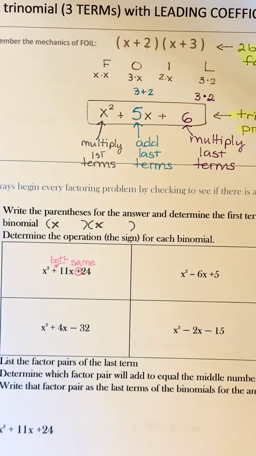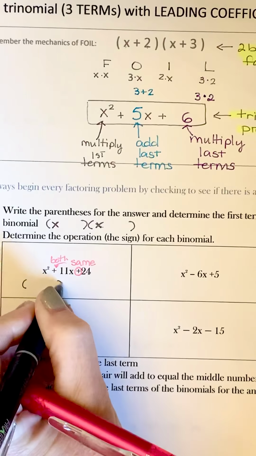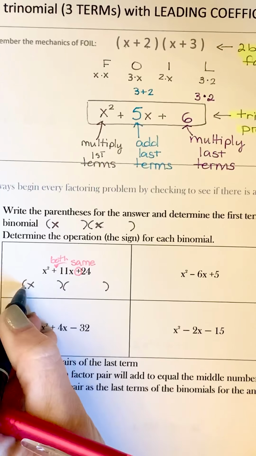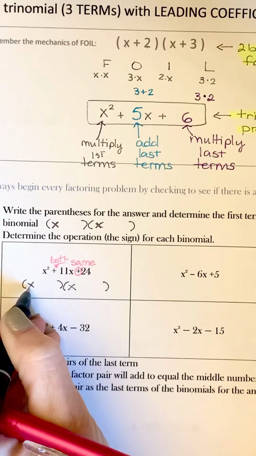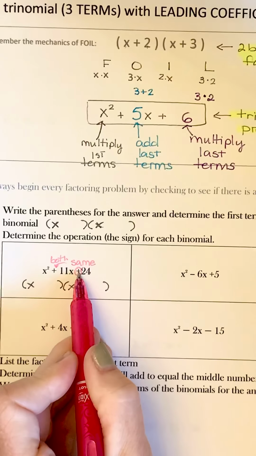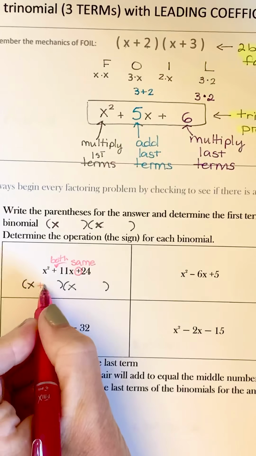Okay, so you'll have your sets of binomials. This is from step 1. Write your 2 sets of parentheses and what the first term will be. Then you look at the sign, go to the last sign. If it's a plus, you know they're going to be the same. They will both be positive.